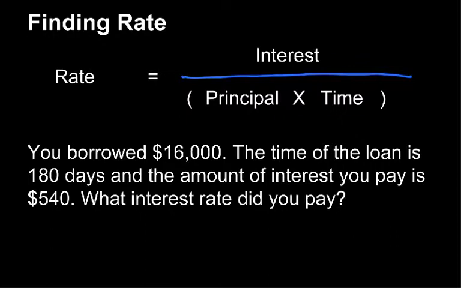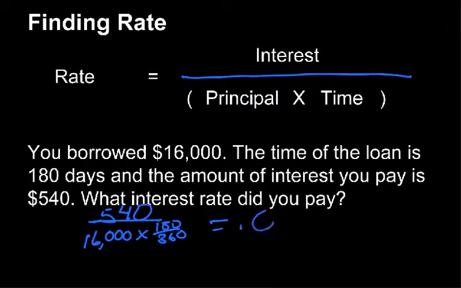So, again, my interest is $540 divided by principal, which was $16,000, times time, which in this case is 180 days out of 360, again using ordinary interest, and that's really 0.5. That's 180 divided by 360 is 0.5. But when we multiply it all out, we end up with 0.0675. And if we move our decimal point over, that comes out to be 6.75%, which is our interest rate.